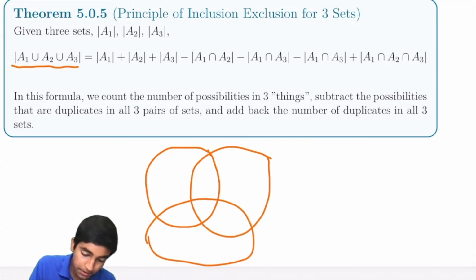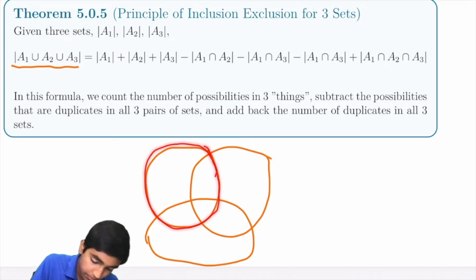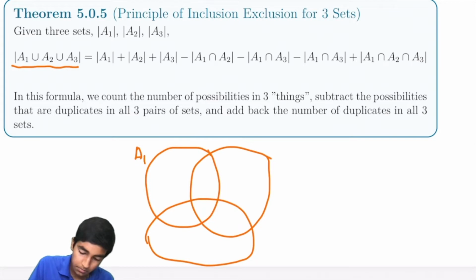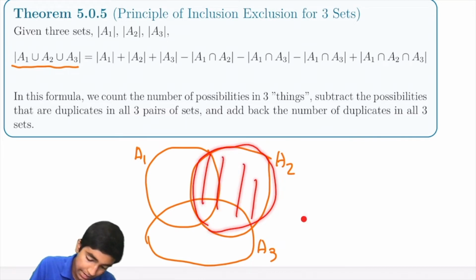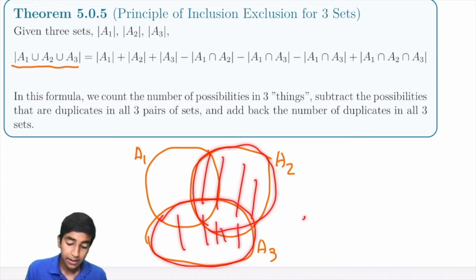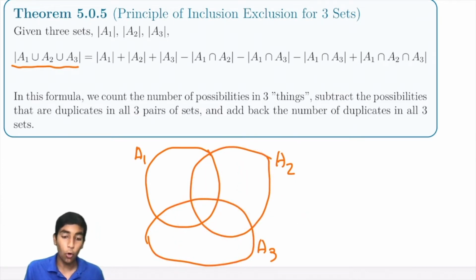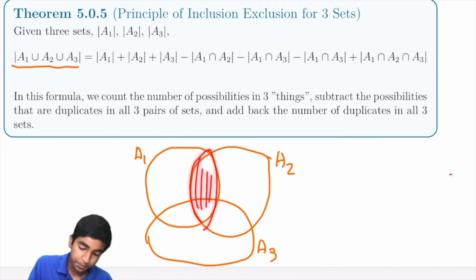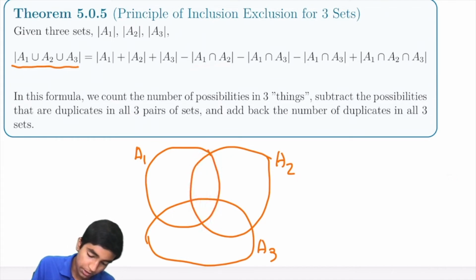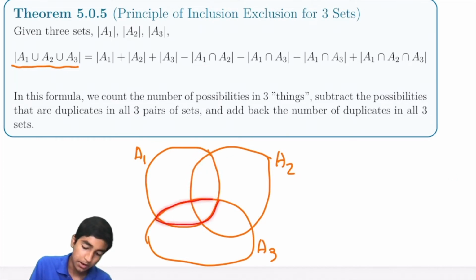So essentially what this means is that we count the number of values that work for A1, and A2, and then A3. And then after that, we must subtract the overlap. So subtract the overlap between A1 and A2, which is this term here. Subtract the overlap between A1 and A3, and then A2 and A3.